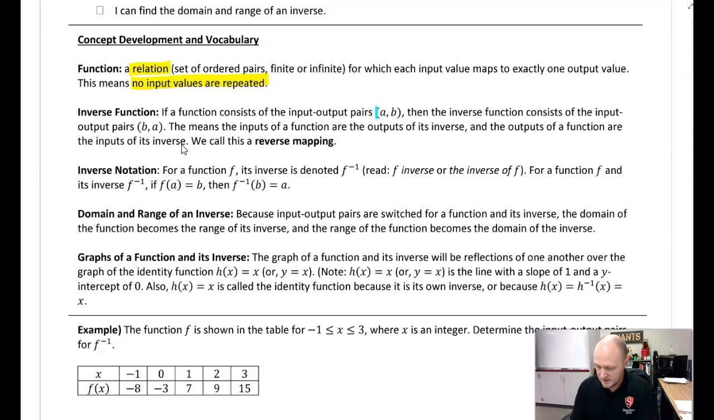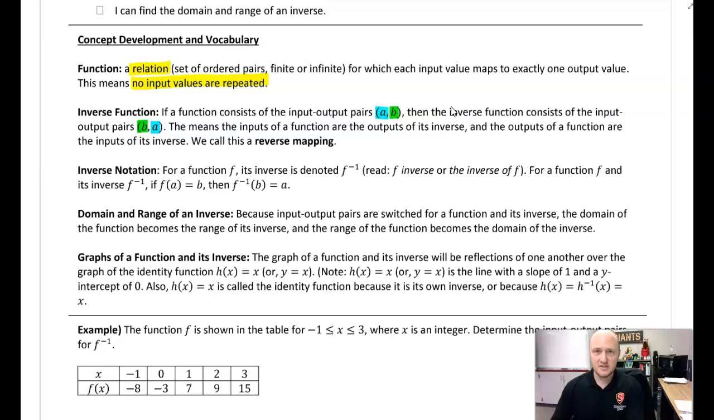And here is the definition of an inverse. The ordered pairs are going to switch. So a, comma, b for the inverse becomes b, comma, a. X, comma, y becomes y, comma, x. So this means that the inputs of a function are now the outputs of that inverse. And the outputs of the original function are now the inputs of the inverse. And we call this reverse mapping.